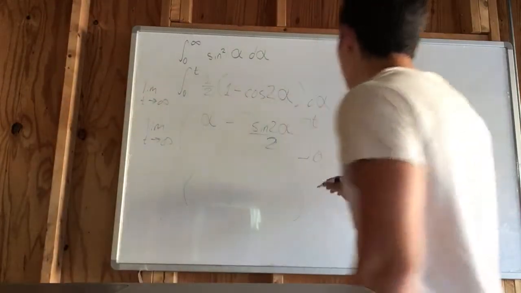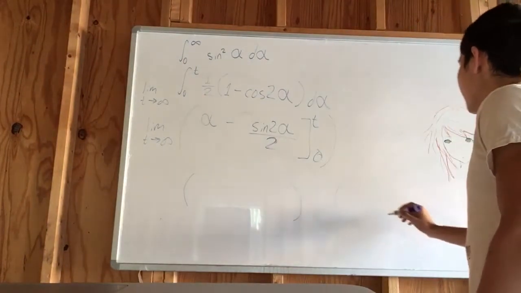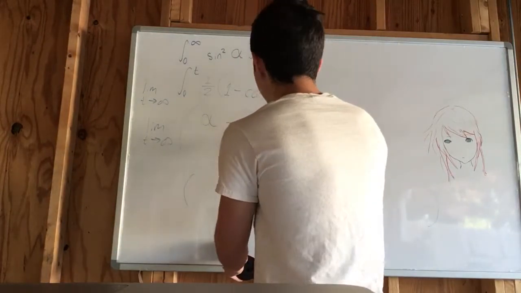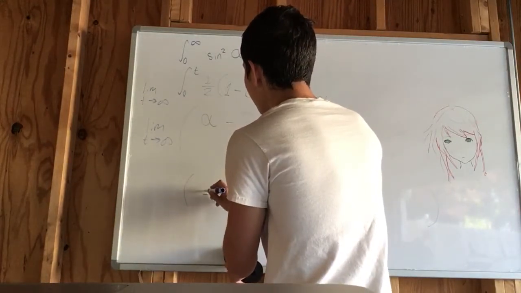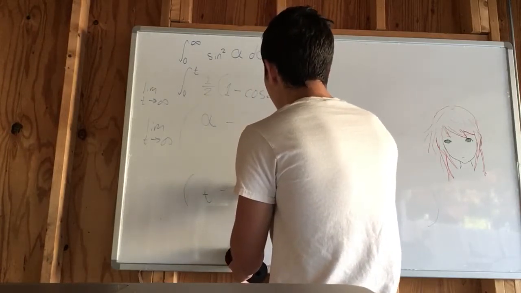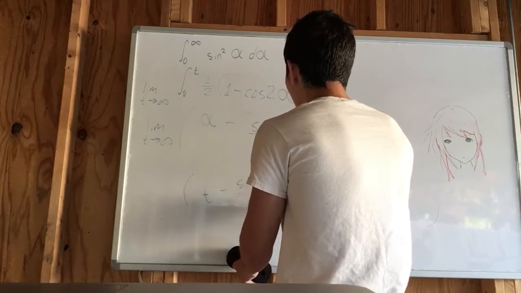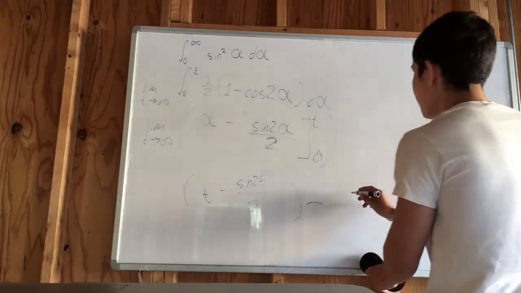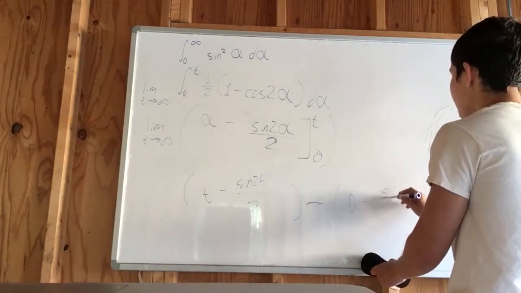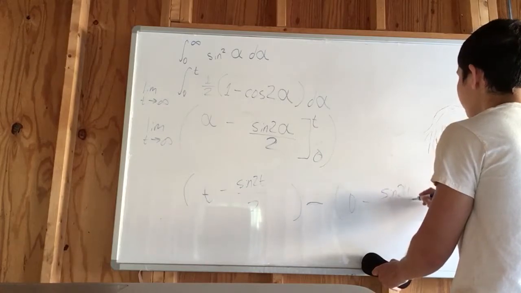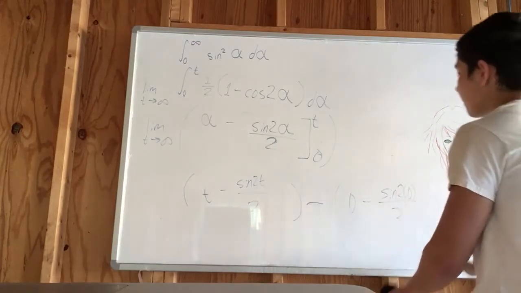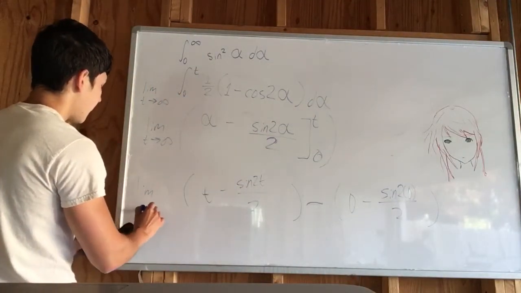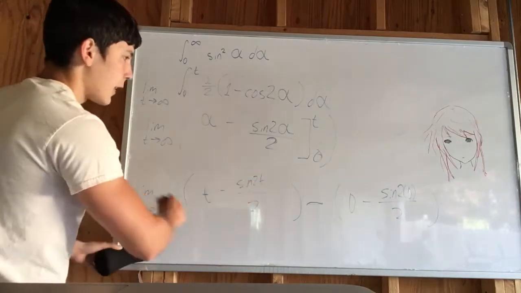So we have 2 bounds. We have the upper bound minus the lower bound, which has 0 in it. The upper bound, we're letting t replace this. So this is t minus sine of 2t over 2. On the other side, we're subtracting when we have 0 minus sine of 2 times 0 over 2. So what do we get when we let the limit of t approach infinity for this entire thing?